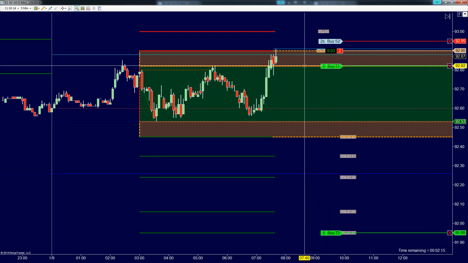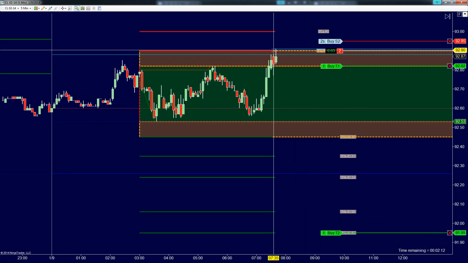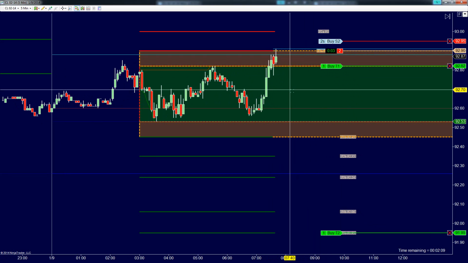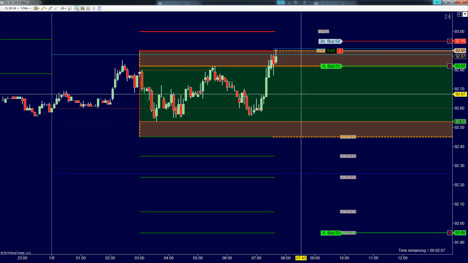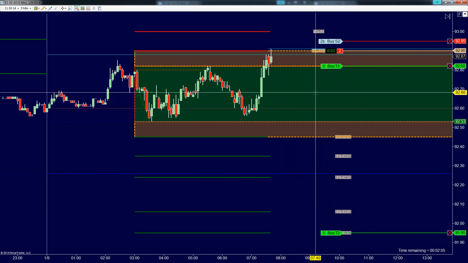So looking at the first target at 92.82, and then looking to trail the rest down. So far, a good start. We've only taken 1 tick of heat. So it's a really, really good way to get into this trade so far. So we'll be back when we get a little bit more taken care of on this trade.